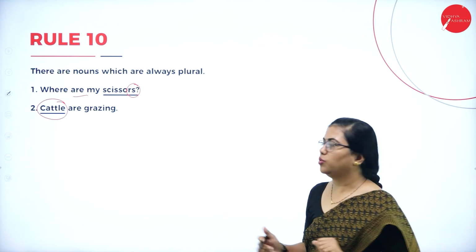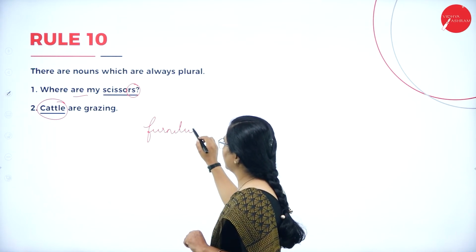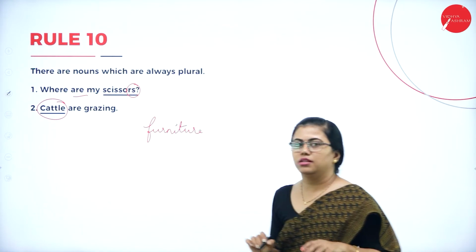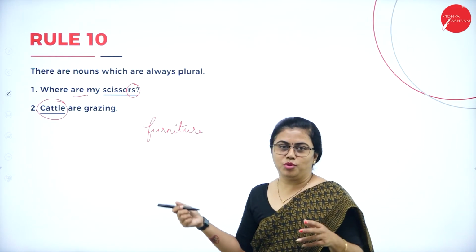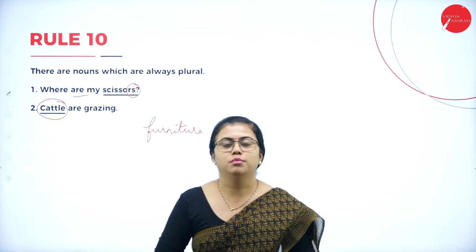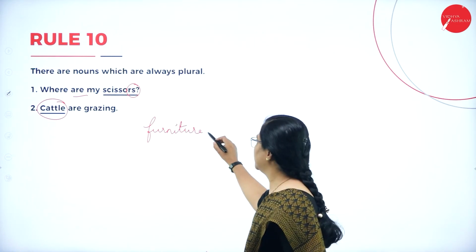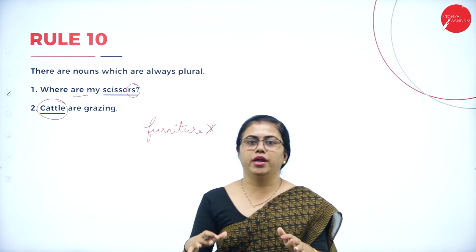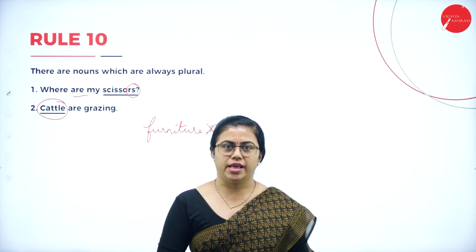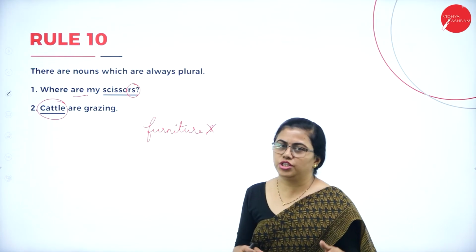Few more examples like furniture. Furniture doesn't appear to be plural, but it is always used in the singular only. It doesn't have a plural form at all. You don't say furnitures. Furnitures is wrong. But furniture is a collection of sofa, teapot, all those things, whatever you use in furnishing your house. So all that comes under furniture only.